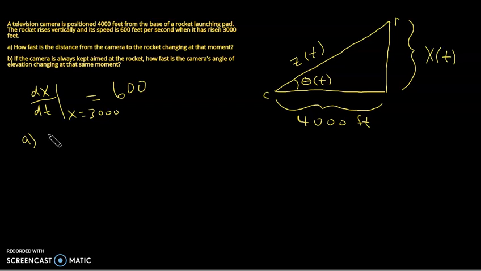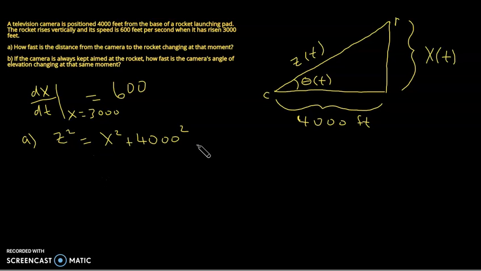Well, we can't just jump right into that equation. We first have to get an equation that relates the z and the x, and of course the 4,000, and that will come from the Pythagorean theorem. So let's write that down. We have z squared equals x squared plus 4,000 squared. That's the equation that relates the changing quantities.